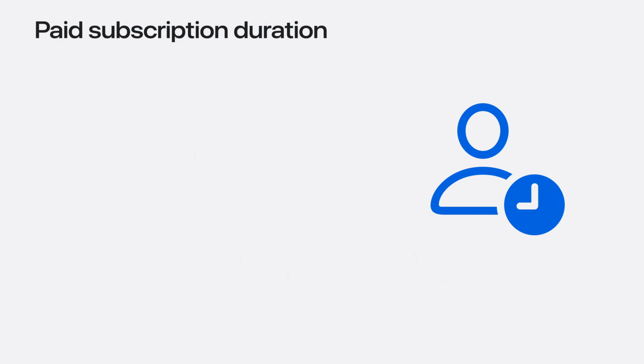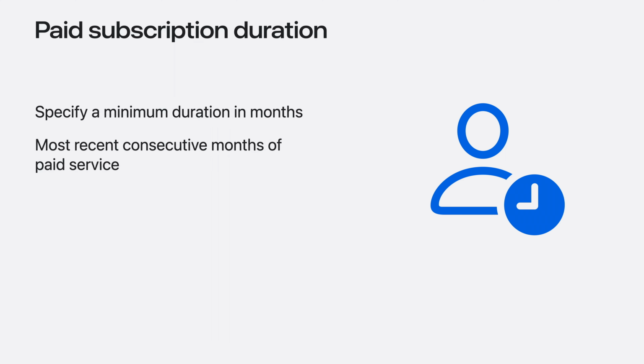Paid subscription duration refers to the amount of time that the customer had paid for your service. This allows you to offer discounts based on how long the customer has been subscribed. You can specify a minimum value in months. Only the most recent consecutive months of paid service are considered. The duration includes the time that the customer subscribes to any subscription in a group. Upgrades and downgrades in the same subscription group don't affect the eligibility calculations.